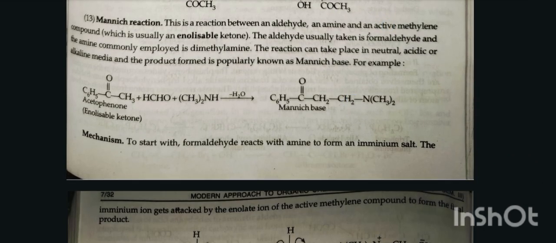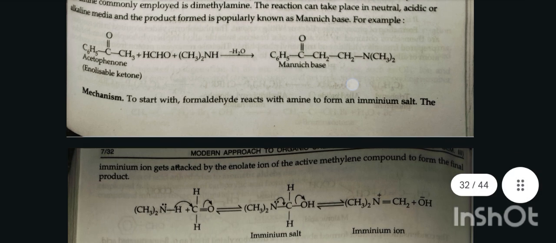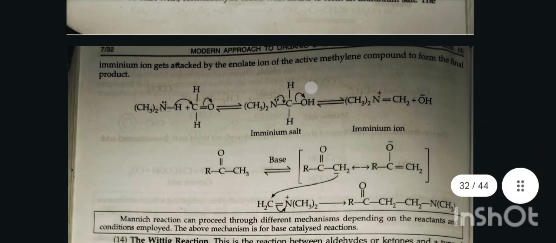13. Mannich reaction. This is a reaction between an aldehyde, an amine, and an active methylene compound, which is usually an enolizable ketone. The aldehyde usually taken is formaldehyde, and the amine commonly employed is dimethylamine. The reaction can take place in neutral, acidic, or alkaline medium, and the product formed is popularly known as Mannich base. For example, acetophenone, an enolizable ketone, gives Mannich base.